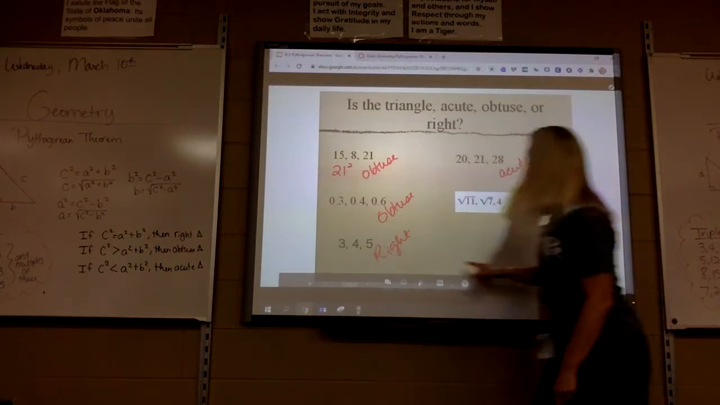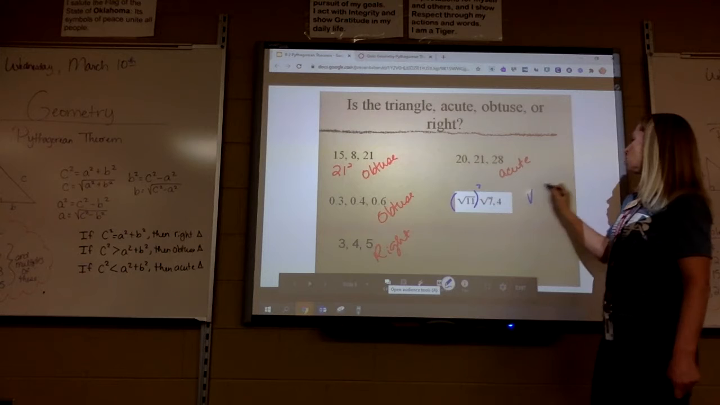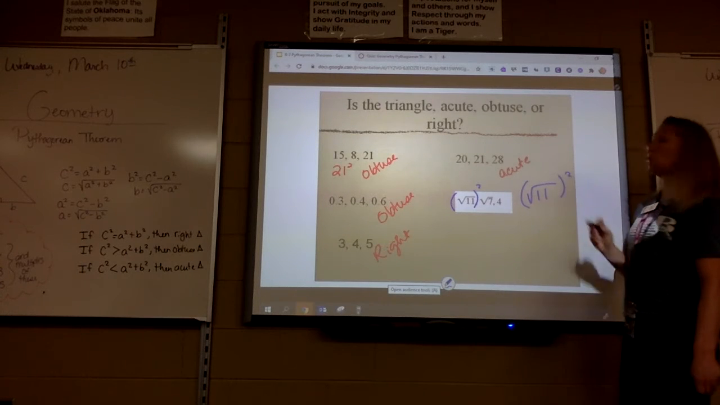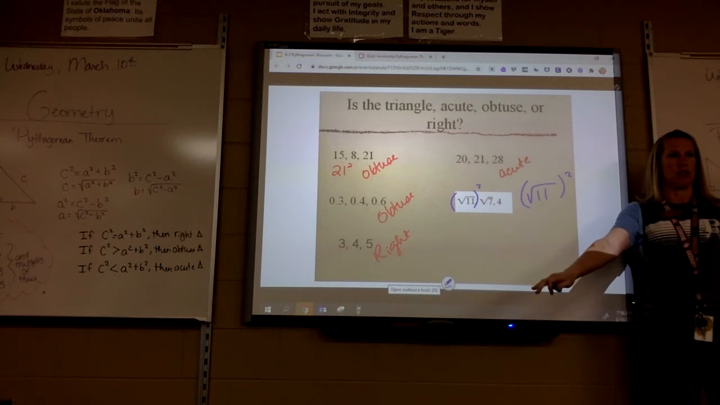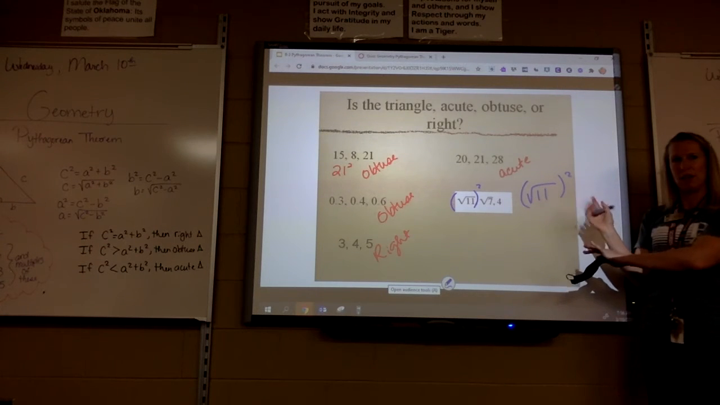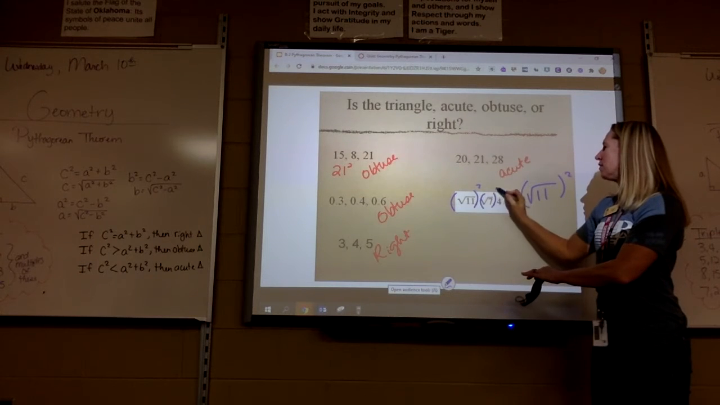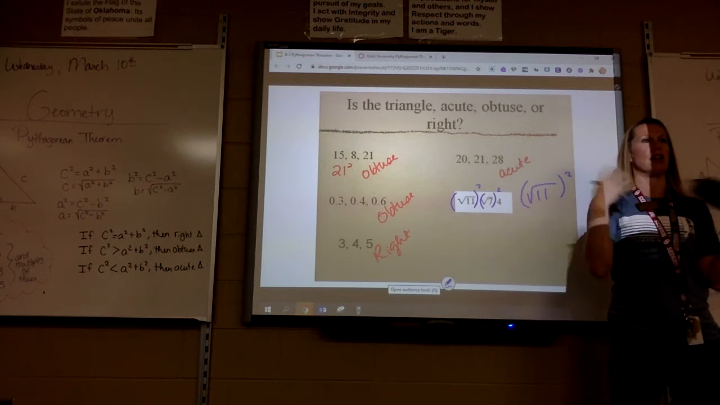Okay, let's look at one more with these radicals. Did you know that if you take the square root of 11 and square it, the squaring and the square root, it's like they cancel each other out? So it would just be 11. Did you guys know that? And if I take the square root of 7 and square it, they cancel each other out, so it would just be 7.